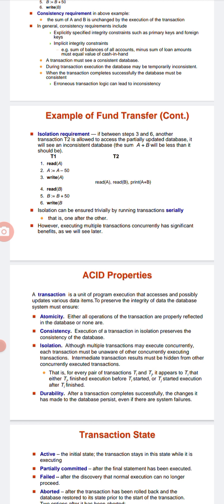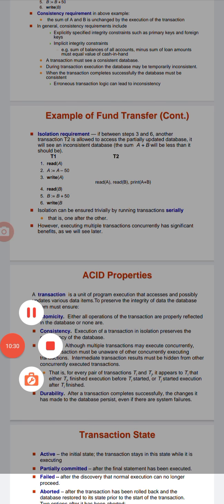Atomicity. Either all operations of the transaction are properly reflected in the database or none are. Atomicity means all transactions should be proper. Consistency. Execution of a transaction in isolation preserves the consistency of the database. Isolation. Although multiple transactions may execute concurrently, each transaction must be unaware of other concurrently executing transactions. Intermediate transaction results must be hidden from other concurrently executed transactions.